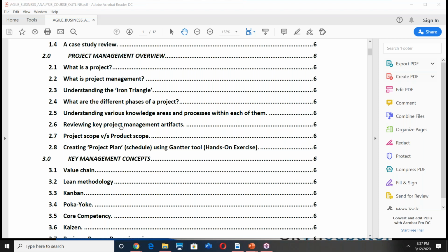And the next thing, as I said, we will understand what's the difference between the project scope and product scope. A lot of people think it's the same thing, but they both are very different aspects, and it's important for a BA to understand the project and the product scope.